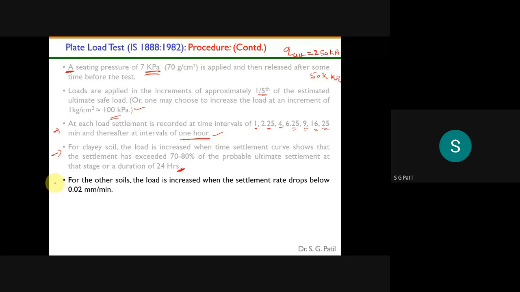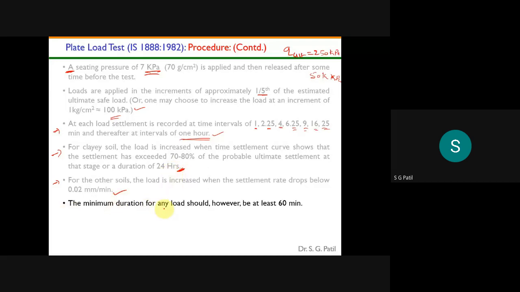So what is my fifth step here? For other types of soil, the load is increased when the settlement rate drops below 0.02 mm per minute. If you have another type of soil like sandy soil, you need not apply for 24 hours. Once the settlement rate decreases to 0.02 mm per minute, you can go for the next incremental load.